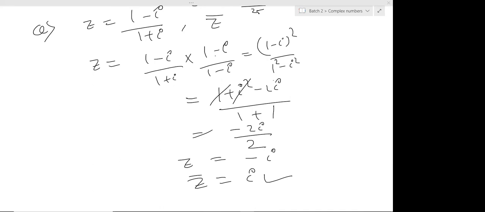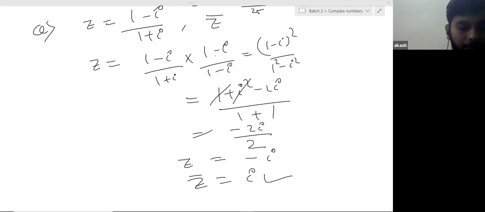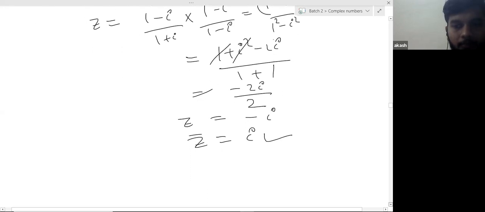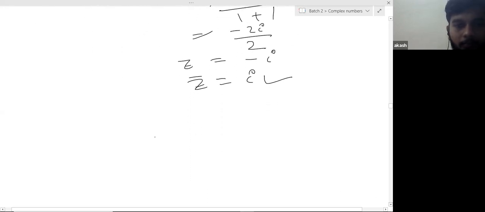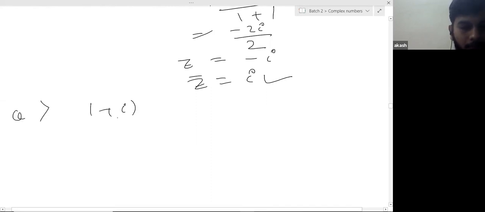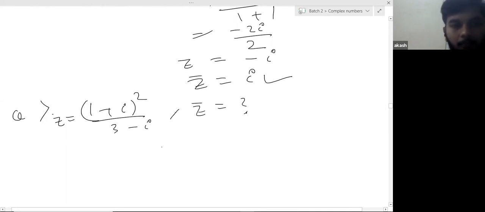Let's solve another question. This is 1 plus i whole square upon 3 minus i. You have to find z bar. Okay. Let's see.